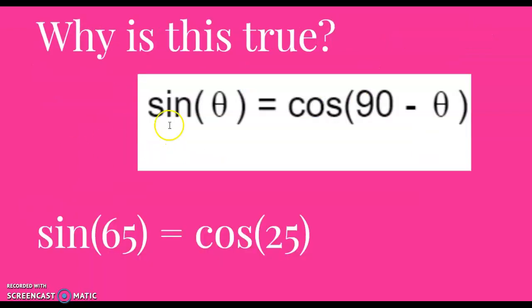So we learned that the sine of one acute angle equals the cosine of the other acute angle in the triangle, or the cosine of the complement.